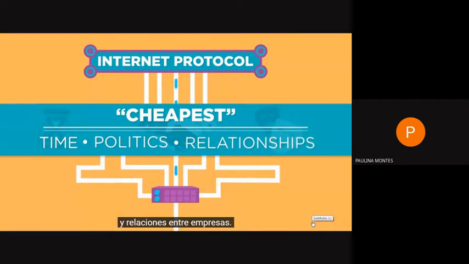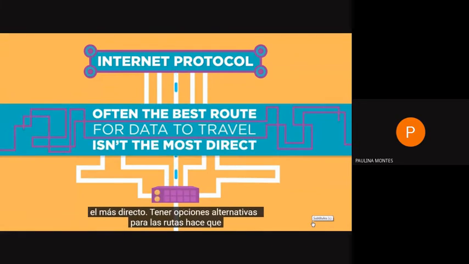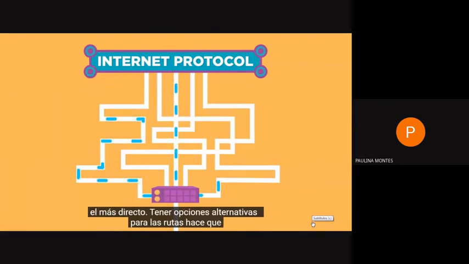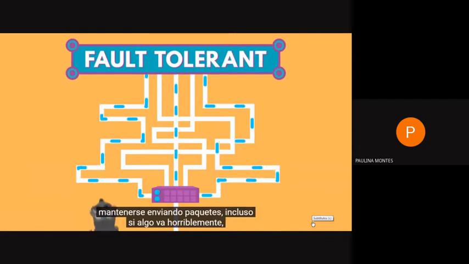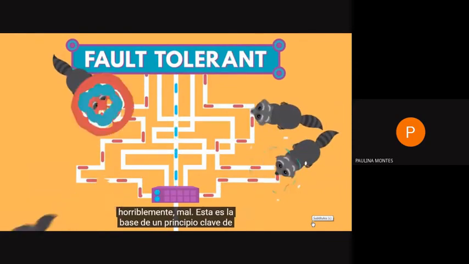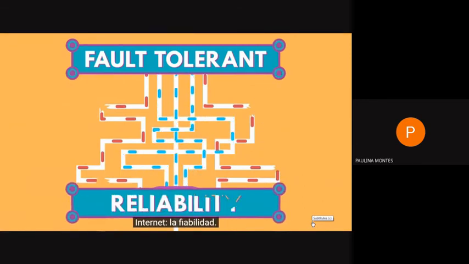Cheapest in this case doesn't mean cost, but time and non-technical factors such as politics and relationships between companies. Often the best route for data to travel isn't necessarily the most direct. Having options for paths makes the network fault tolerant, which means the network can keep sending packets even if something goes horribly, horribly wrong. This is the basis for a key principle of the Internet, reliability.